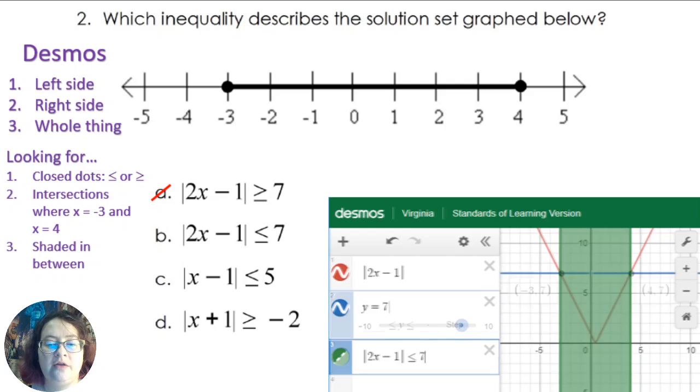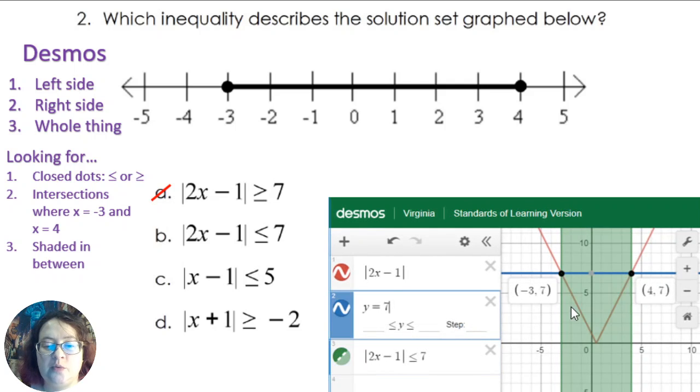And if we click on those intersections, we get an intersection where x is -3 and where x is 4, which matches our number line. It's shaded in the middle, just like on our number line. And our answer choice does have the line under the symbol, which is what we're looking for to match the closed dots. So we pick B for our answer.